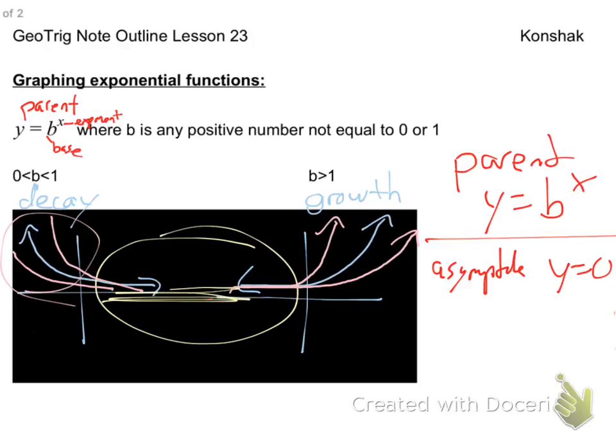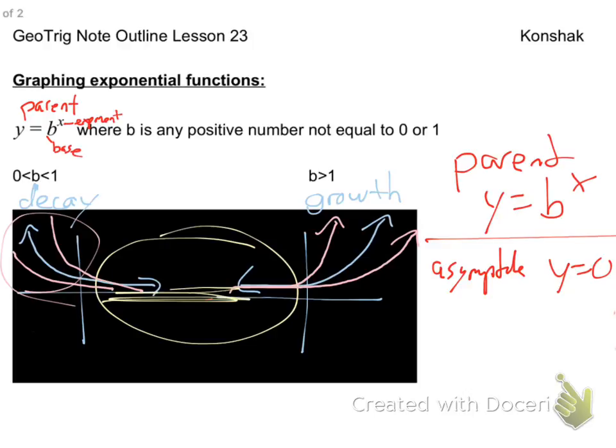Asymptotes, always y equals 0. Here's a cool thing. It doesn't matter what I put in for b: half, a third, a 9, a 10, 1,000. If I bring it to the 0 power, what's the answer? 0? Not 0. No, it's 1. Because anything to the 0 power is 1.